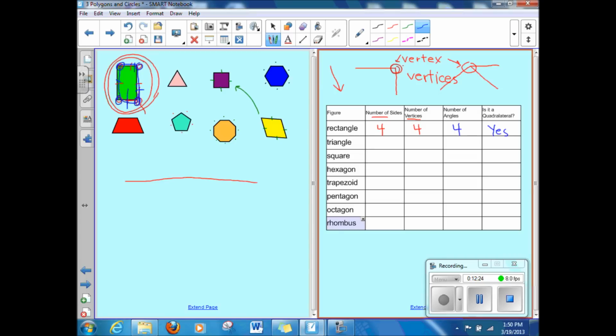Well, I'm going to ask you to go ahead with the rest of the chart and fill that in on your own. You take a look at the next one, the triangle. Count the number of sides, count the vertices, and the vertices, of course, are the places where 2 or more straight sides come together, number of angles, and then identify yes or no. Is it a quadrilateral?